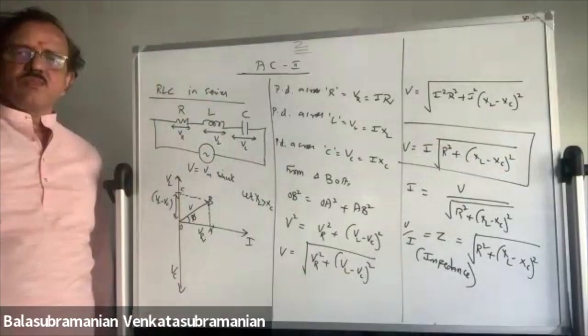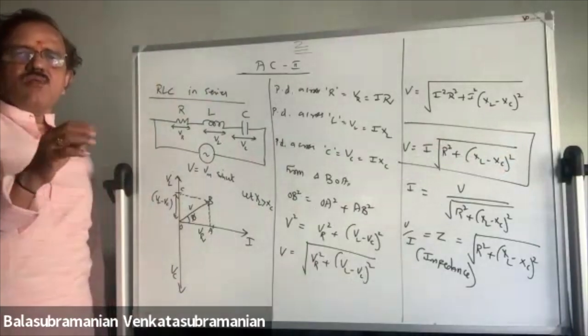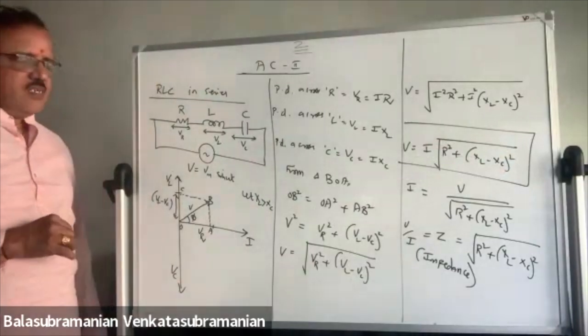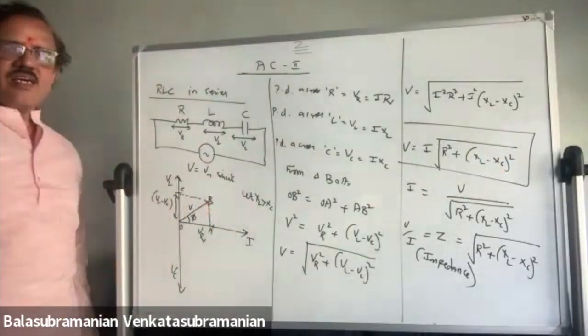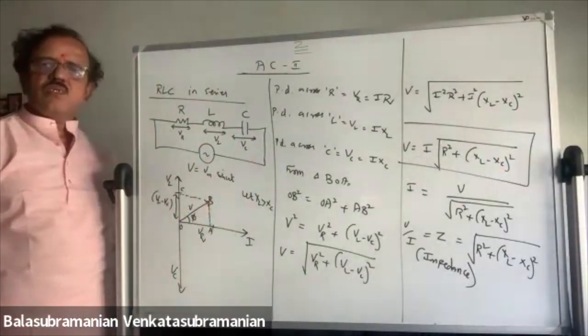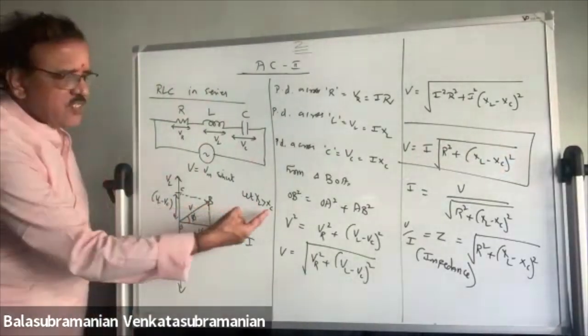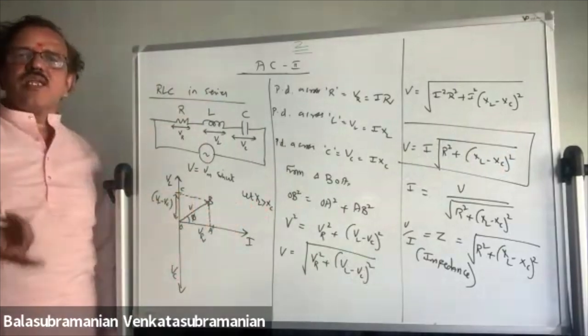Here you may have one more doubt. What doubt? Sir, we have assumed XL greater than XC. Suppose XC is greater than XL, what will happen?